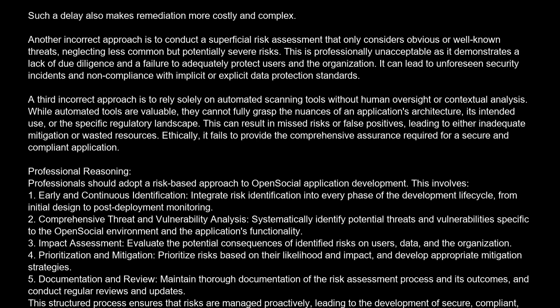Professional reasoning. Professionals should adopt a risk-based approach to open social application development. This involves: 1. Early and continuous identification. Integrate risk identification into every phase of the development lifecycle, from initial design to post-deployment monitoring. 2. Comprehensive threat and vulnerability analysis. Systematically identify potential threats and vulnerabilities specific to the open social environment and the application's functionality.